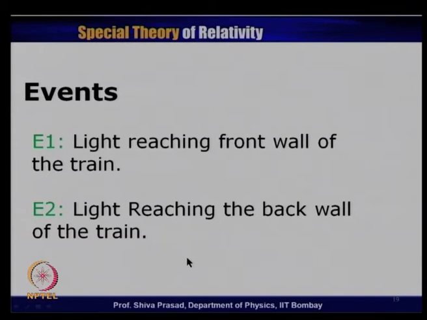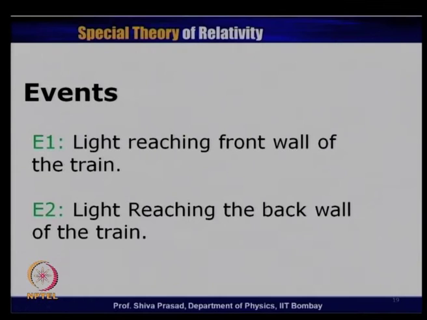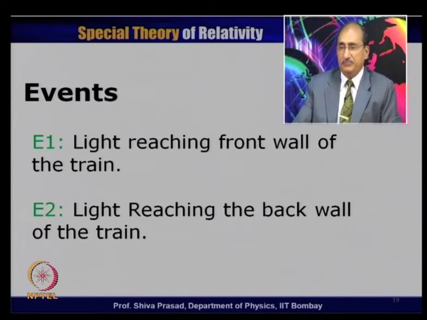We had earlier defined the events; let us rewrite them. Event number 1: light reaching the front wall of the train. Event number 2: light reaching the back wall of the train. So, these are my events which we had already defined. Let us again reiterate them.